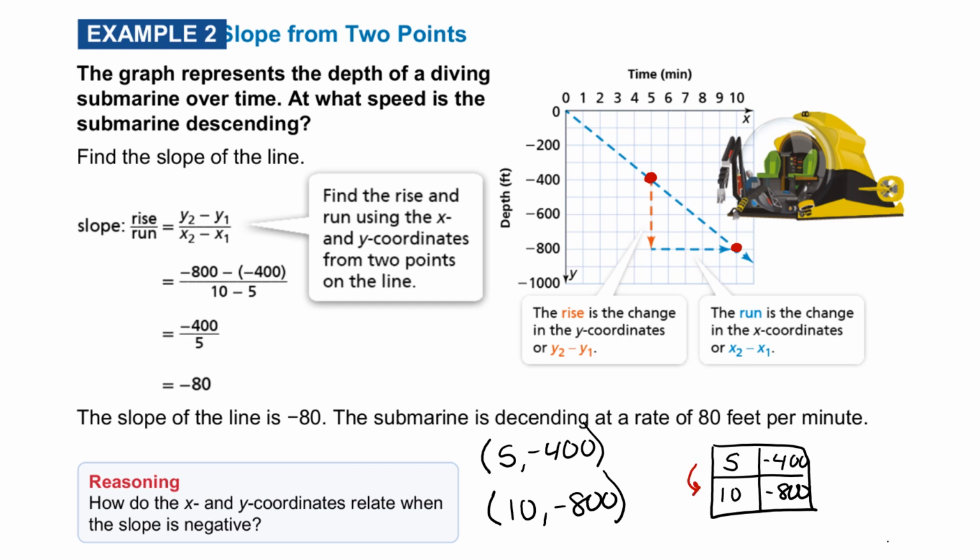5 to 10 is a value of plus 5. 400 to 800 is a negative 400 value. And we set up our fraction y over x. Negative 400 divided by the positive 5 gives us a final answer of negative 80. Negative 80 is our rate of change for this graph.